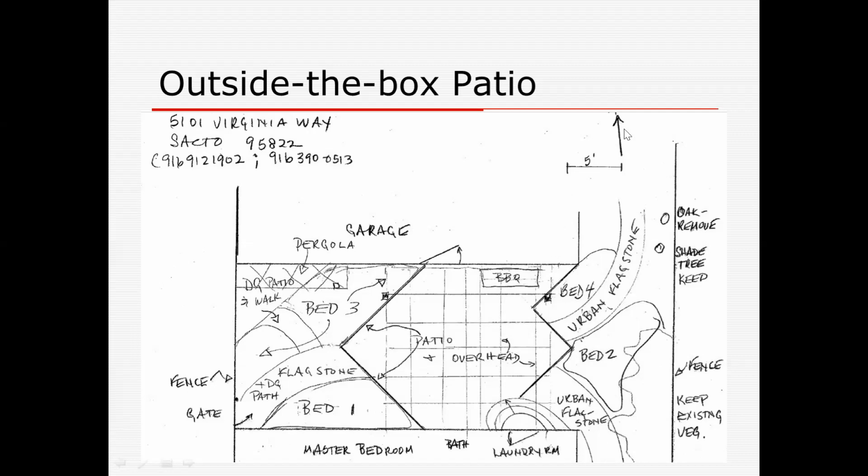Again, I should point out, this is the north arrow, this is east, and this is west. And the western exposure is a terrible problem, as you all know, if you try and have a patio with a western exposure.